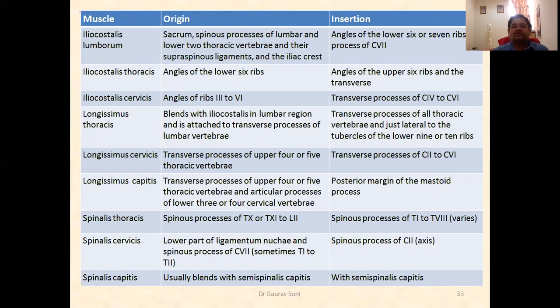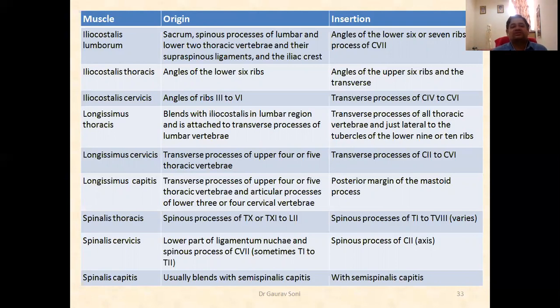The origin of lumborum is the sacrum, spinous processes of lumbar and lower two thoracic vertebrae, and the supraspinous ligament, and it is going to get inserted into the costals. Costals means ribs. Angle of lower 6 or 7 ribs, process of C7. Then comes the iliocostalis thoracis. It starts from angles of lower 6 ribs, goes to the upper 6 ribs and transverse processes.